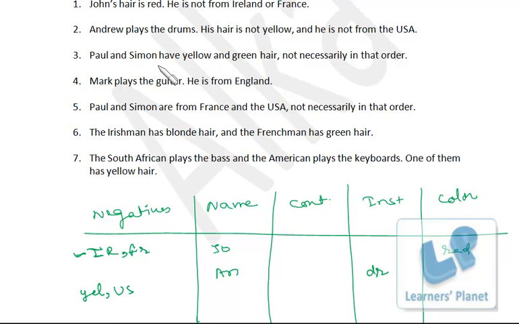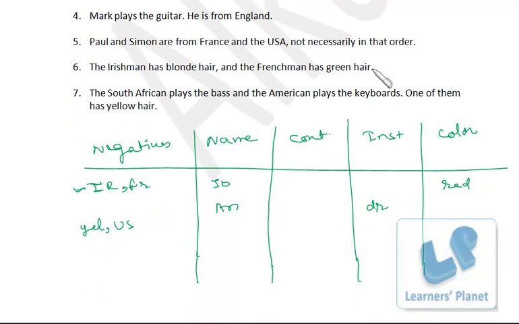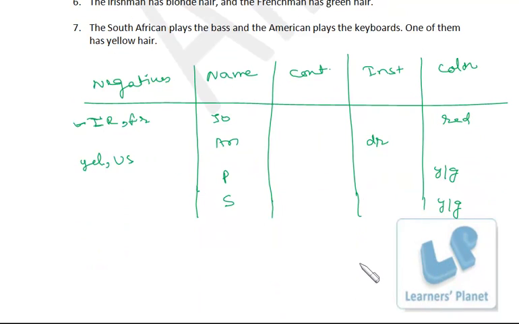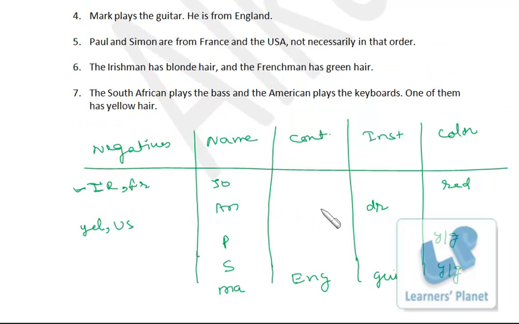Paul and Simon have yellow and green hair, not necessarily in that order. So Paul and Simon, we have yellow or green. Then we have Mark plays guitar and he's from England. So that's Mark, guitar and country is England. So all the 5 persons' names we have already written over there.